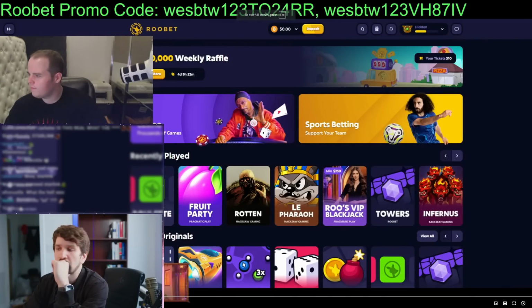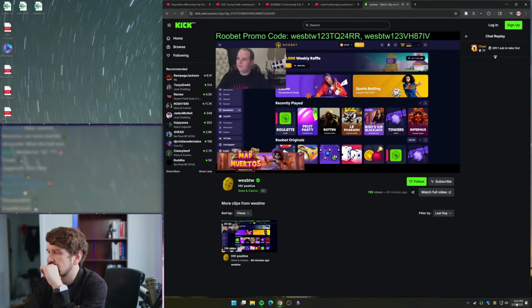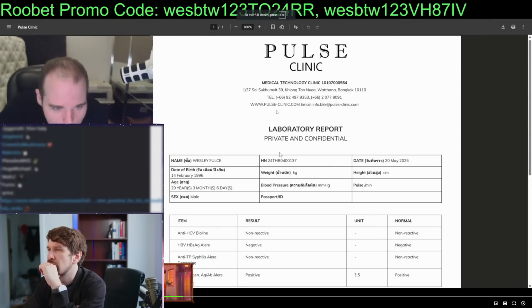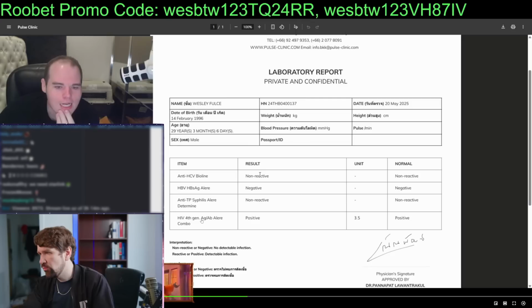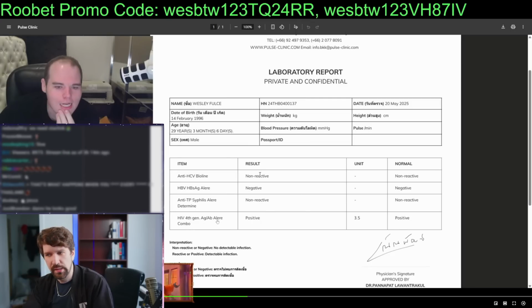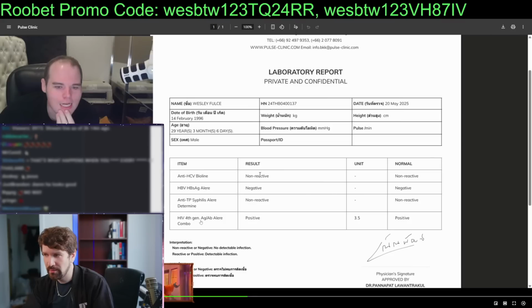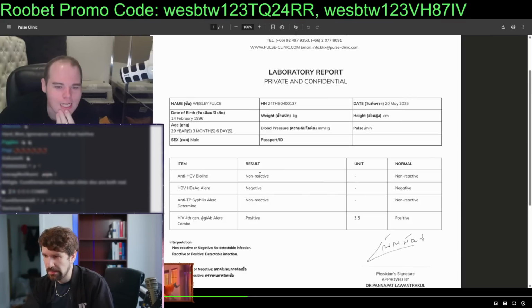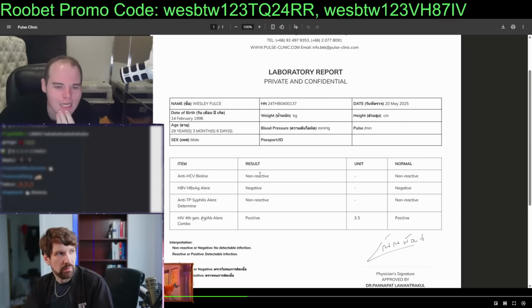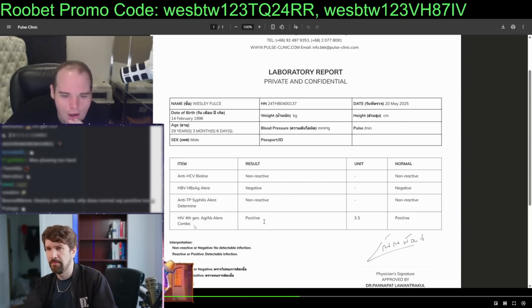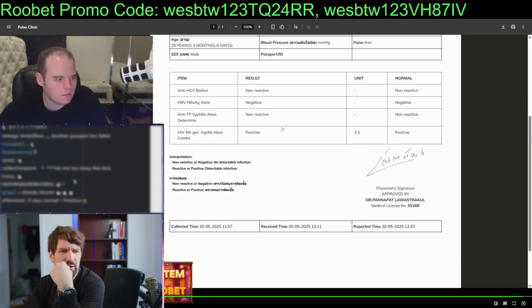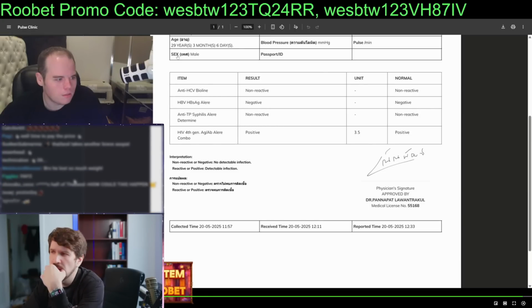This is the document. Pulse Clinic B. HCV, non-reactive. Is that not actually what that looks like? HCV negative, syphilis non-reactive, HIV positive. Oh wait, I don't understand this actually. I don't get this.